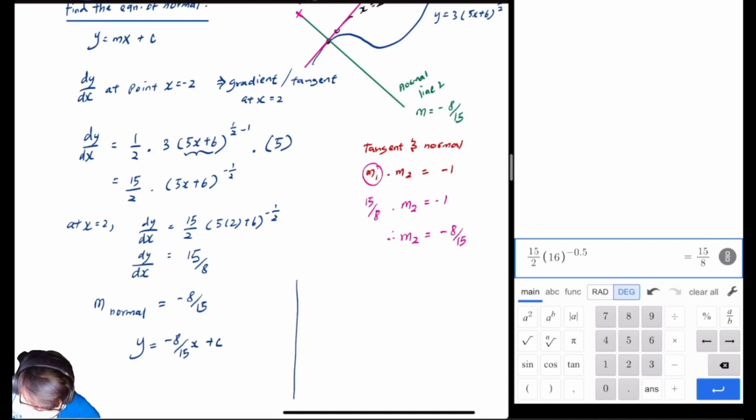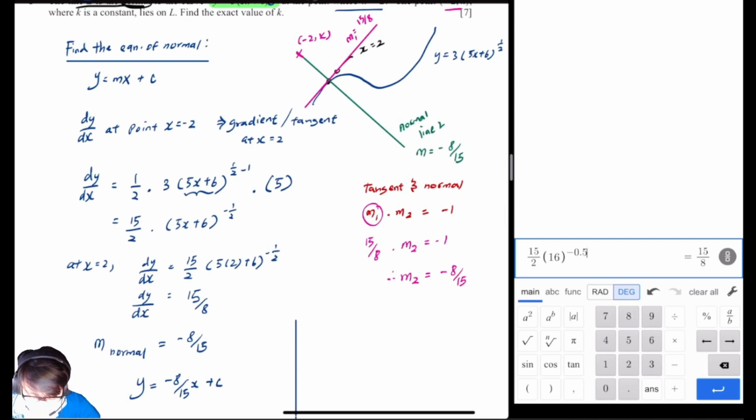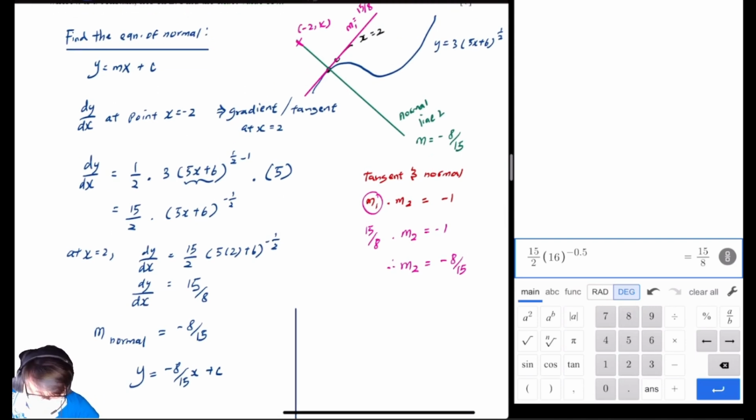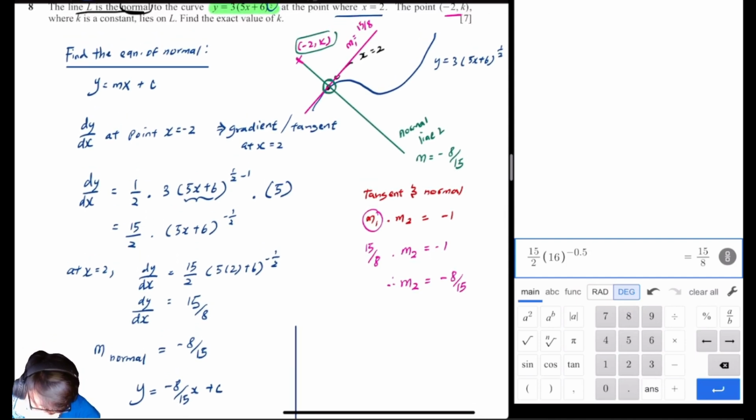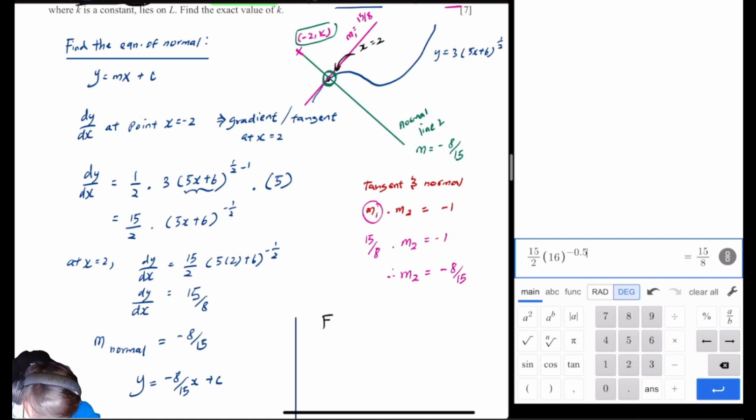But to find c, we need a point on the normal line. In this case, we can't use minus 2 and k first, right? But we sure can use the point over here. At this point, x is equal to 2. How do we find the y coordinate? Find the point on the curve where x is equal to 2. So what is the y?